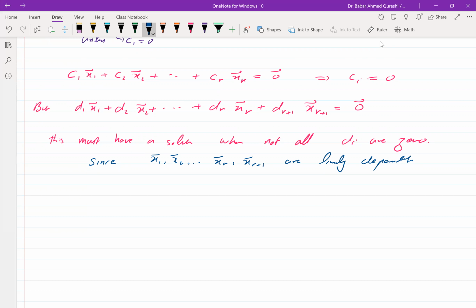in this equation, d(r+1) cannot be 0. Because if d(r+1) is 0, then my equation reduces to the previous equation. And because the rest of them are linearly independent, the rest of the d's must also be 0. So d(r+1) cannot be 0. So that means this vector is not 0.